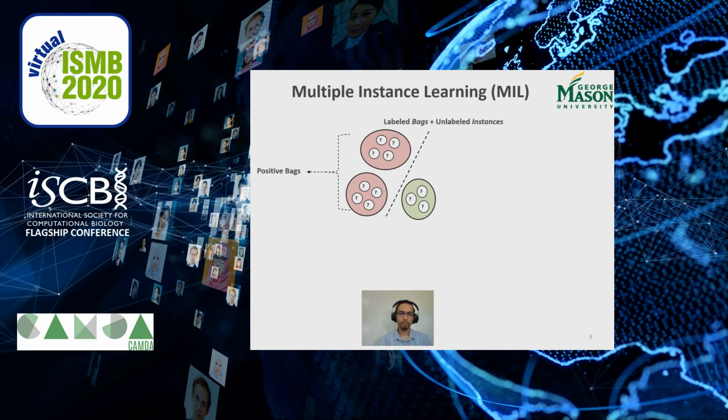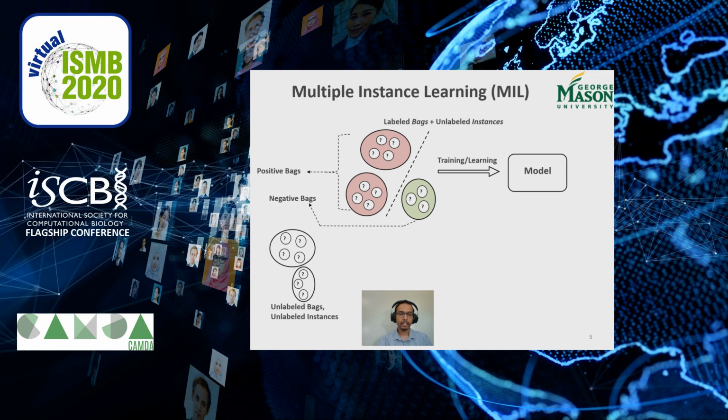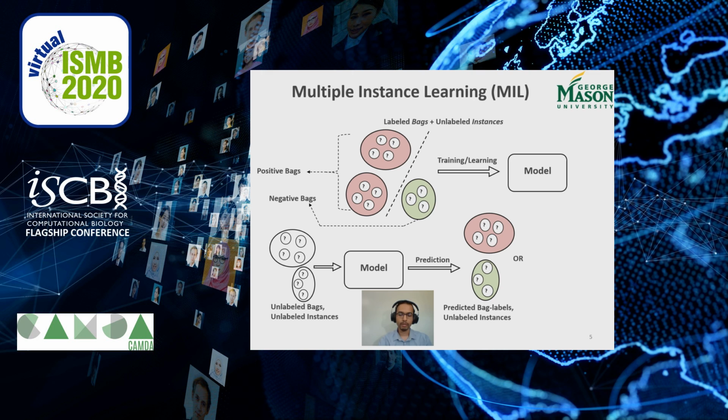So let's say we have positive bags and we have negative bags. We train an MIL model. Given unlabeled bags and unlabeled instances, the MIL should be able to predict which bag is positive and which bag is negative. On top of that, MIL should also be able to predict which data instances are correlated to the bag level label. In other words, which data instances are likely to be positive and which data instances are negative. So the latter one is preferable in our scenario.